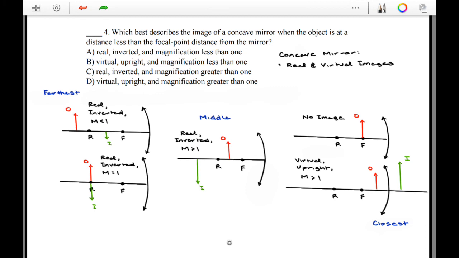So for this question, the answer is D, and you can see that from looking at the diagram in the bottom right.